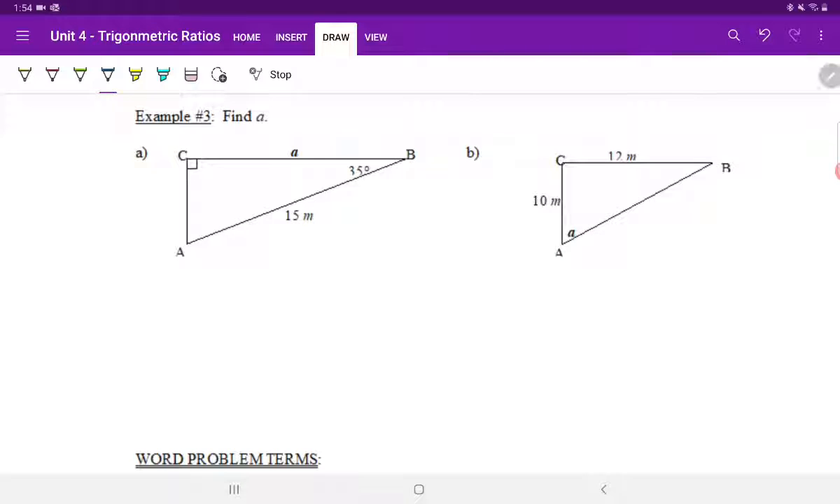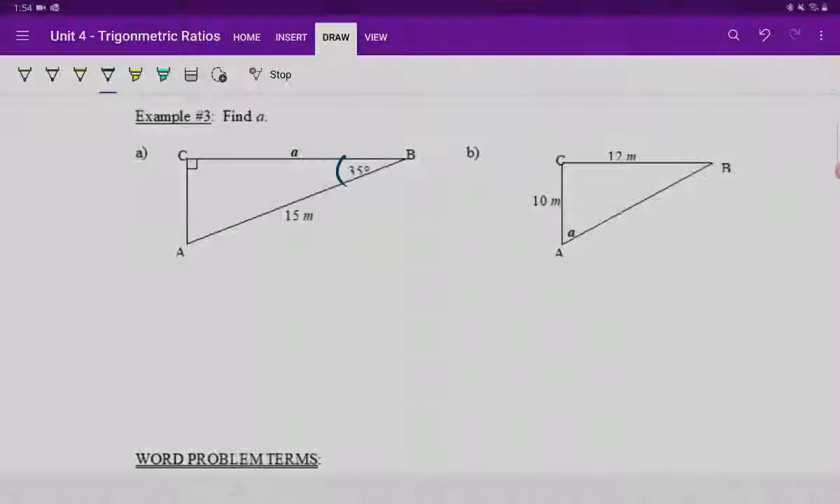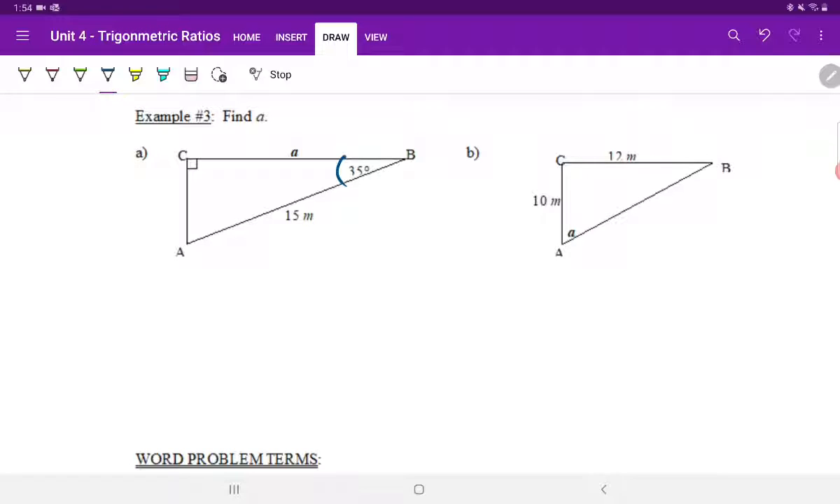All right, so let's say we're given the 35. So we're given the reference angle. When you're given the reference angle, the first thing you do is you've got to label your triangle. This is my opposite, this is my adjacent, and this is my hypotenuse.